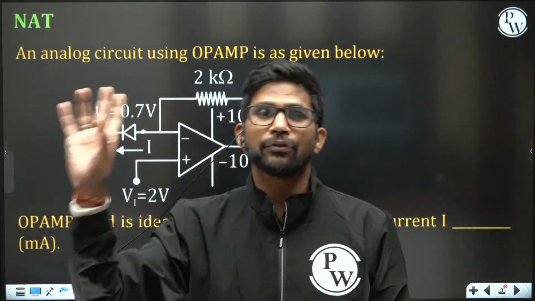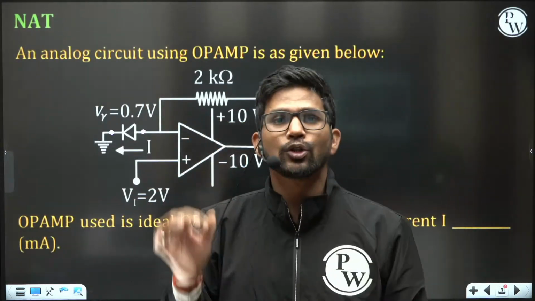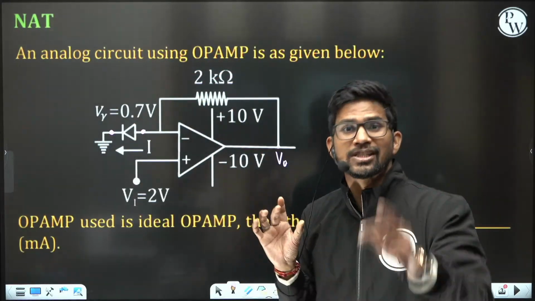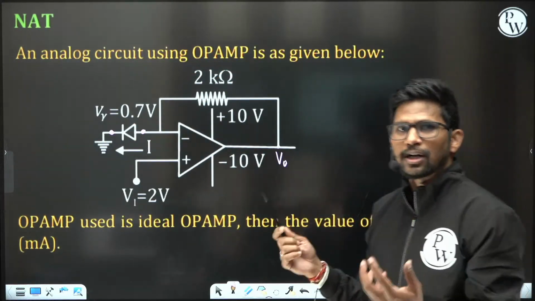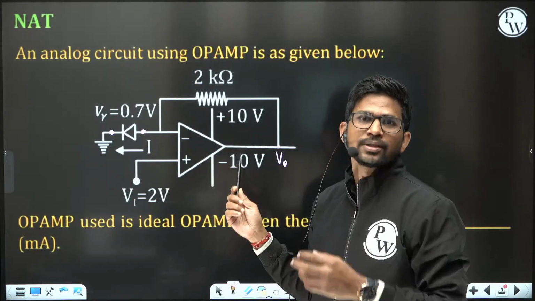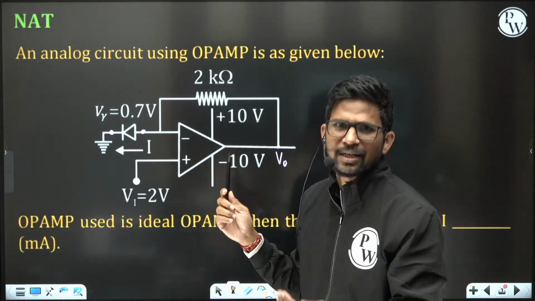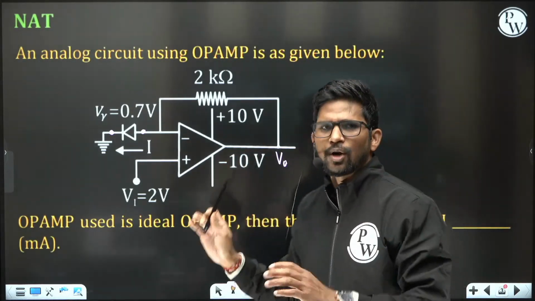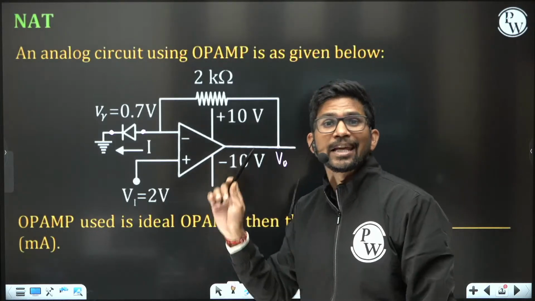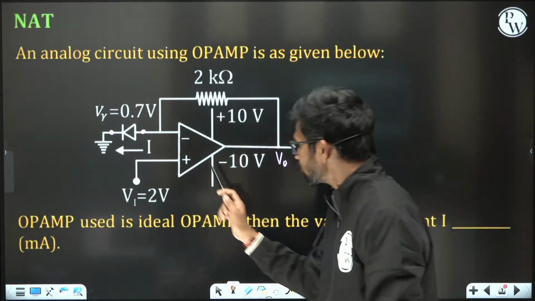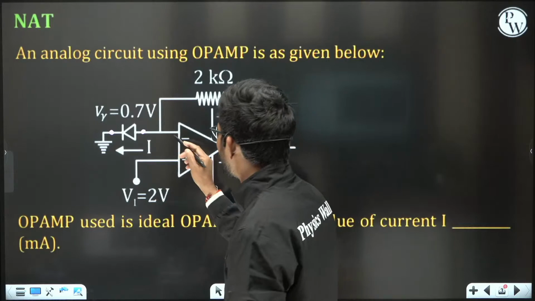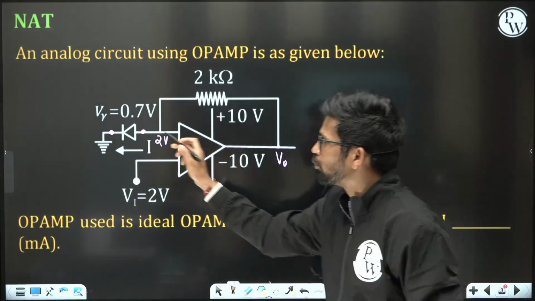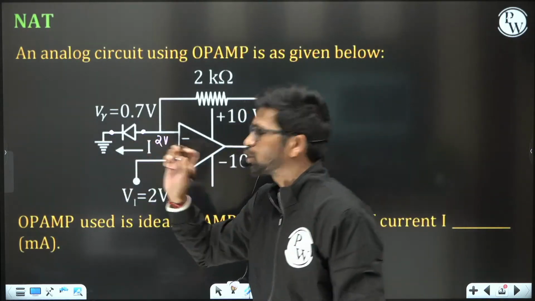First, negative feedback is the dominating feedback and the open loop gain of the op-amp is infinity, then the virtual ground concept is definitely valid. Here it is valid because negative feedback is the only feedback, and open loop gain is infinity. So I can equate V plus and V minus. Here V plus is 2 volt, so V minus is going to be 2 volt. So in the open circuited diode, Vp is 2 volt and Vn is 0 volt.